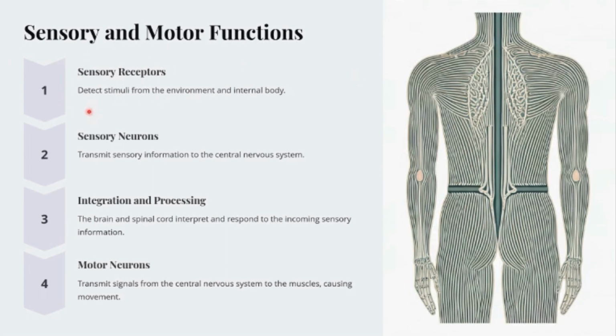So the sensory receptor detects the stimuli from the environment and the internal body. The sensory neurons transmit this sensory information to the central nervous system. Here, in the central nervous system, the integration and processing occurs. The brain and spinal cord interpret and respond to the incoming sensory information. The motor neuron transmits signals from the central nervous system to muscles, causing movement.